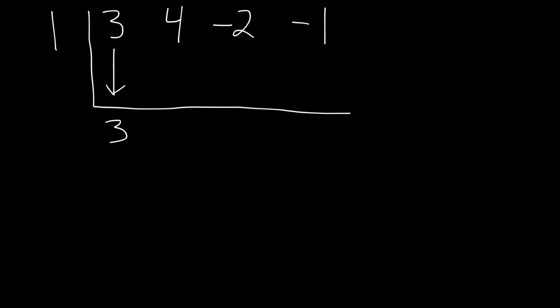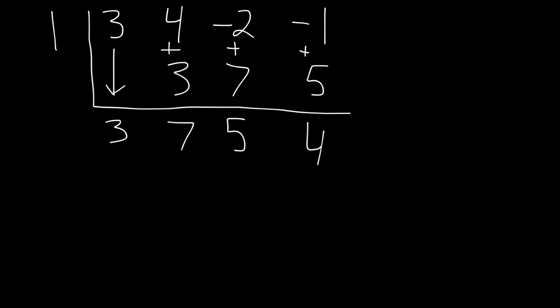then the 1 and the 3 are multiplied together. 1 times 3 gives 3. Now we add the numbers down. 4 plus 3 is 7. And we multiply again by the 1. 1 times 7 is 7. We add the numbers down. Negative 2 plus 7 is 5. And again we multiply. Finally, negative 1 plus 5 gives us 4.